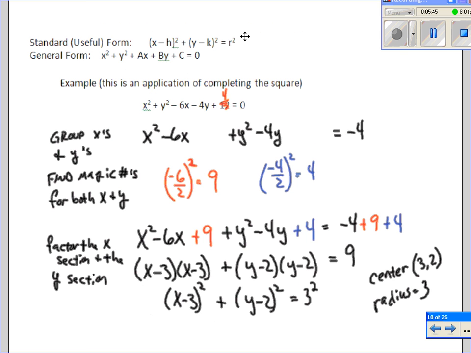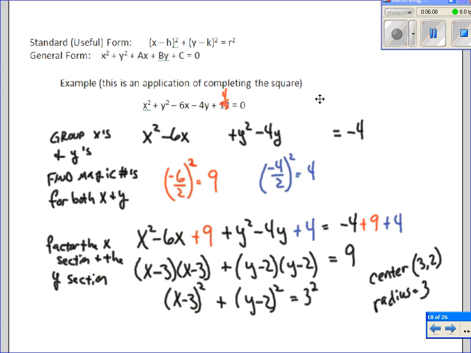Okay, so the standard form is the useful form of the equation of a circle. The general form is the unuseful form. So we're going to spend some time learning how to convert from the general form to the standard form for the equation of a circle. Those of you going on to trigonometry are going to see quite a bit of this, not only with circles, but with ellipses, parabolas, hyperbolas, and all sorts of good shapes.